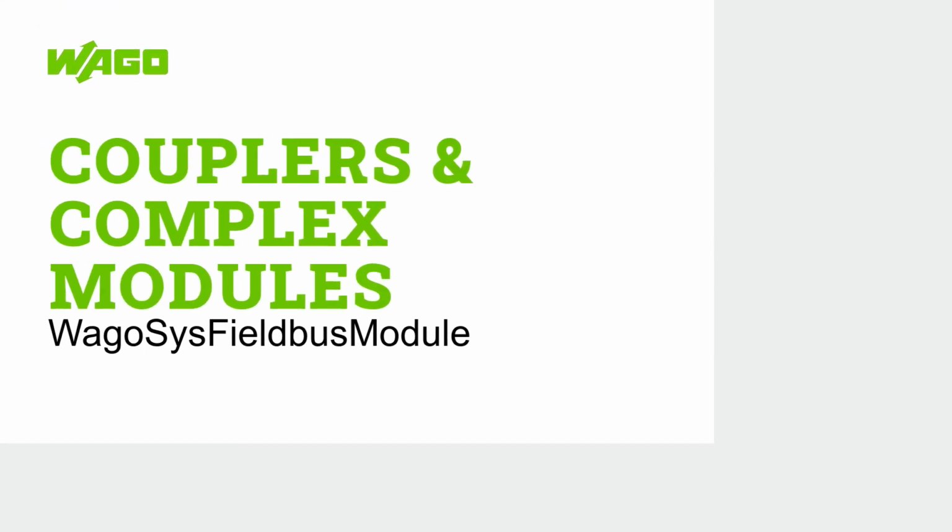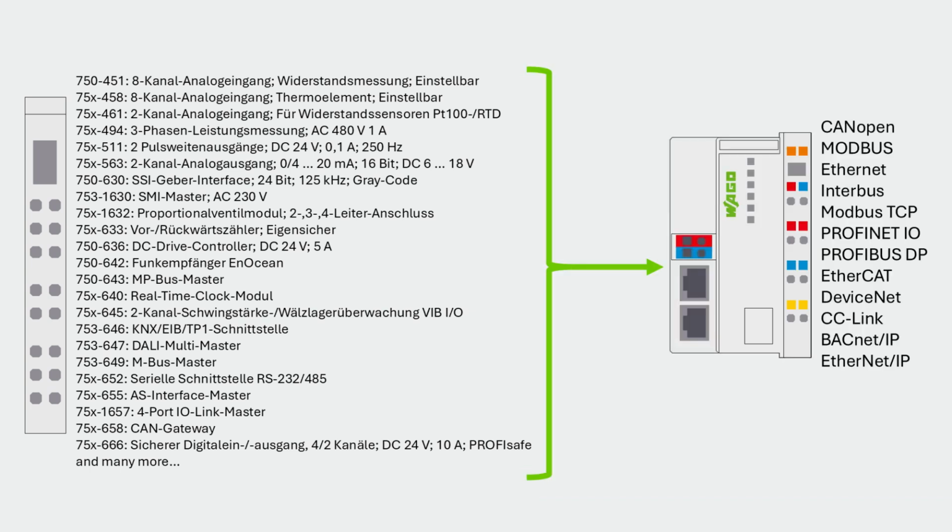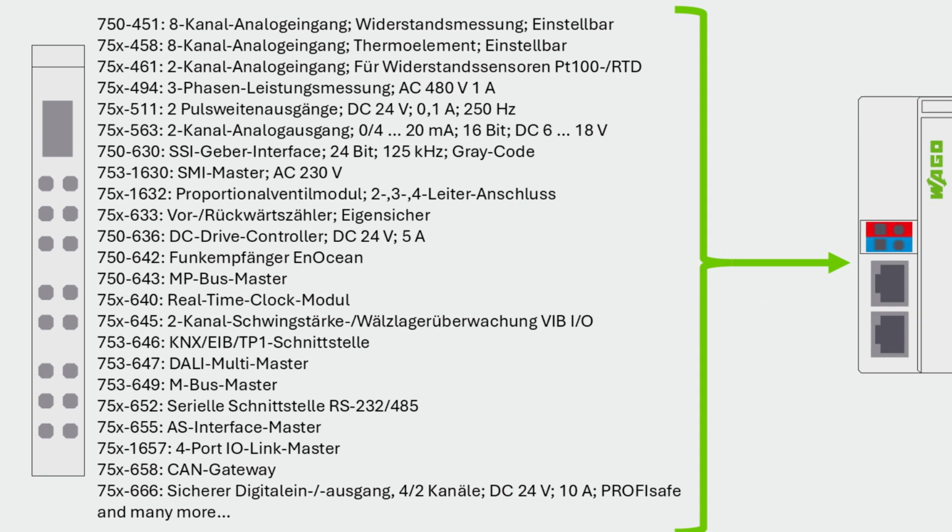Hello, in this WAGO tutorial we'll show you how to operate a complex module on a fieldbus coupler. Before we dive into the configuration, the first question that comes up is why complex modules cannot simply be used on a fieldbus coupler like a module with digital inputs. Complex modules are modules with special functions. For example, serial interfaces, DALI, KNX, or the WAGO 3-phase power measurement module.